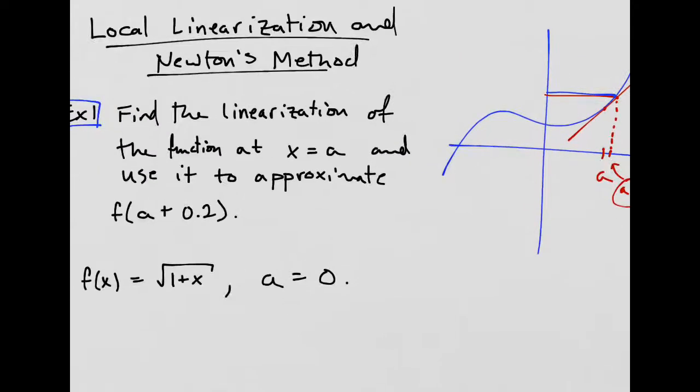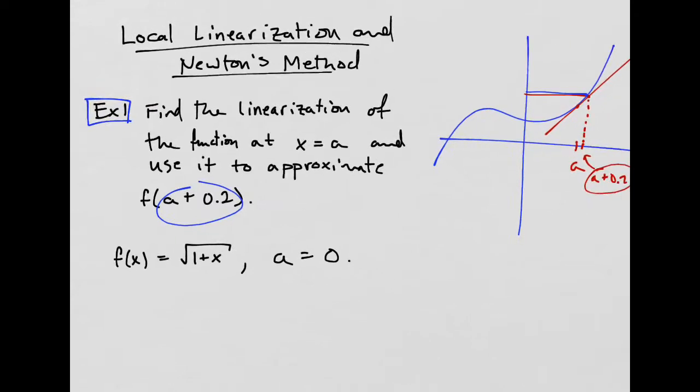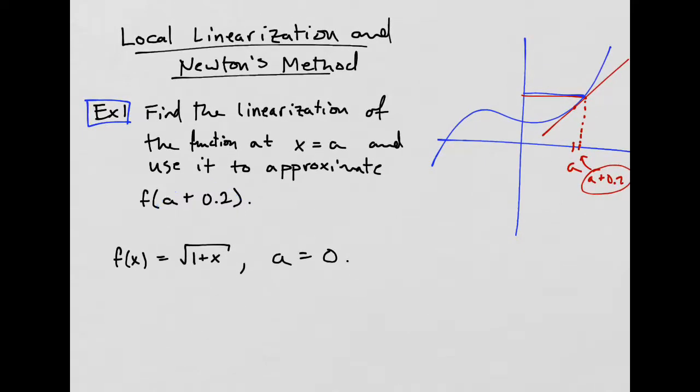So all this means, find the linearization, that means find the equation of the tangent line for the function at x equals a, which is 0. So find the equation of the tangent line when x equals 0, and use that tangent line to approximate 0 plus 0.2, so 0.2. Do we understand that? So can I do this really quickly?